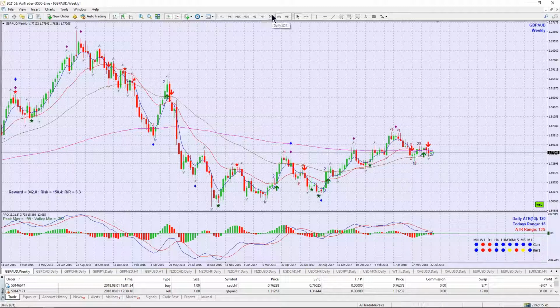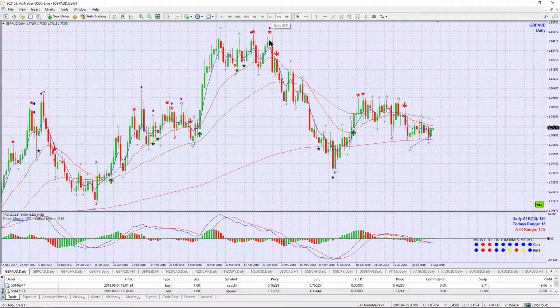So on the daily time frame, we come down again. We are still in the downtrend on this time frame as well. As you can see, we've come down to a low, come back up, and now we're going back down again. So at this point, it's ranging to me.